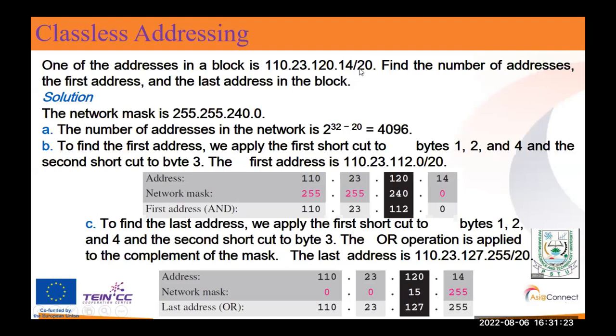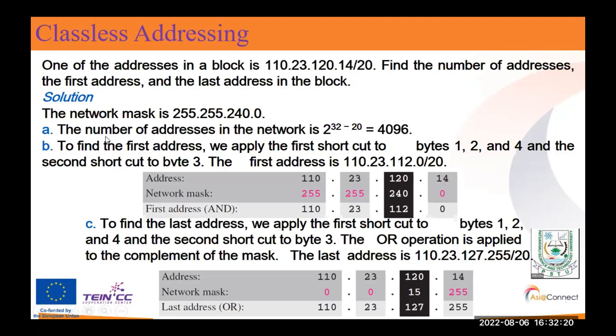Basically, slash 20 means the network mask is 255.255.240.0. Is it clear or not? How can you calculate? Basically, the first 16 bits are 1, and 4 more bits are 1, so 20 bits are 1. That means 128 plus 64 plus 32 plus 16; you can sum up, the total will be 240. Then the remaining 4 bits are 0, and after that another 8 bits are 0, because the slash notation is 20. So in that case, the network mask is 255.255.240.0. Is it clear or not?